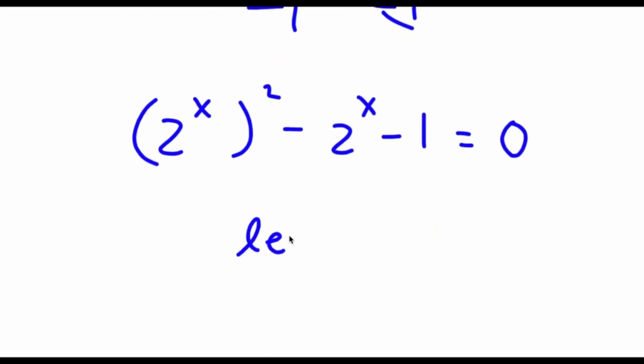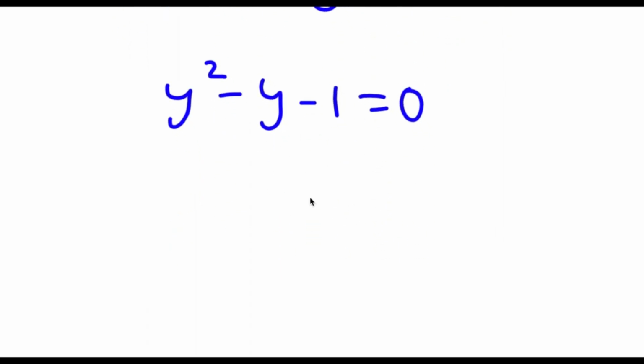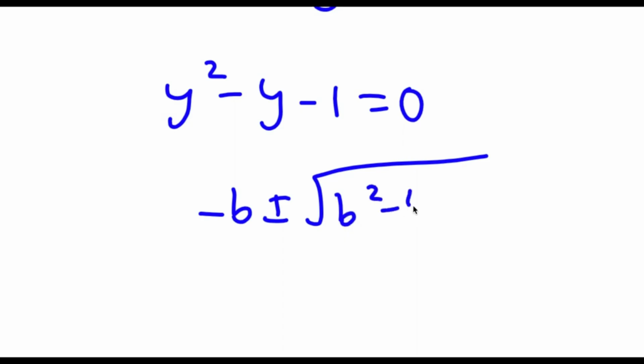Now I'm going to let y equal 2 to the power of x. So now I have y squared minus y minus 1 is equal to 0. So now to solve this, I'm going to be using the quadratic formula, which is negative b plus or minus the square root of b squared minus 4ac all over 2a.